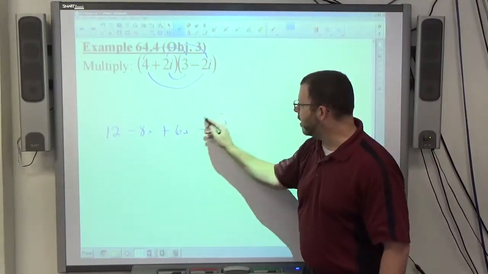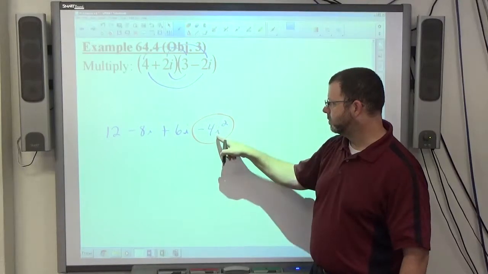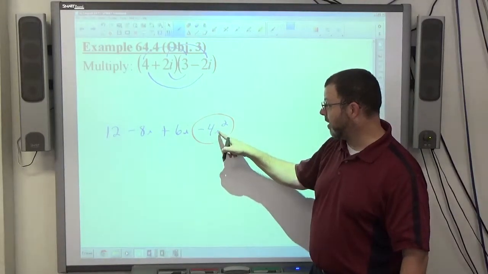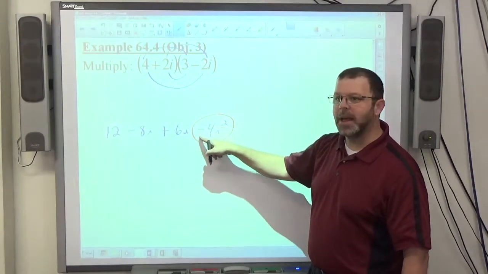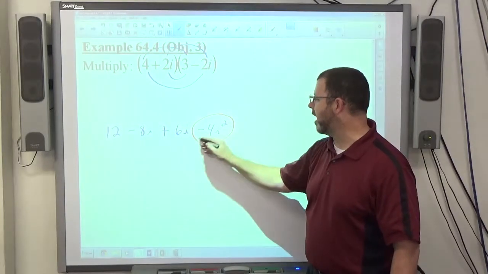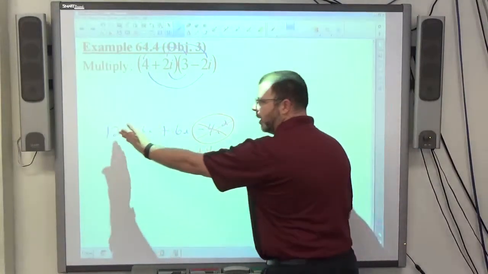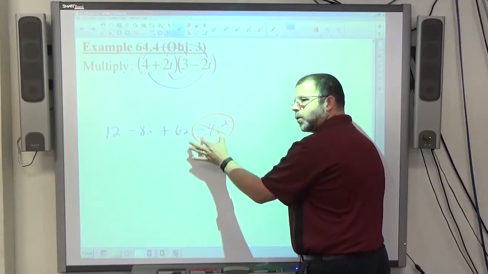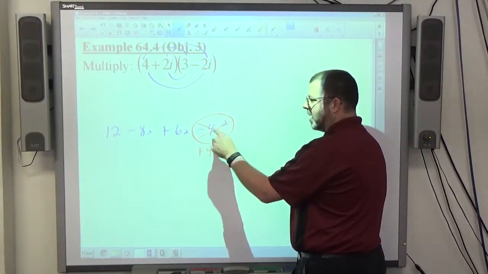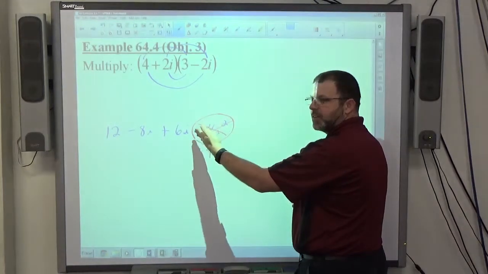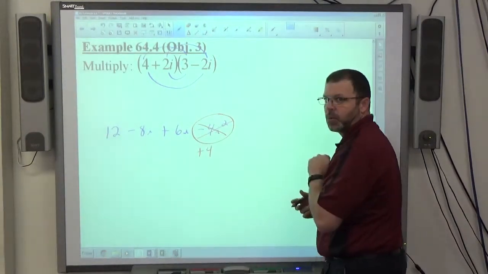1 real, 2 i to the first, and 1 i squared. And the i squared makes what? Negative 1, right? We multiply by negative 4, so negative 4i squared actually becomes positive 4. So you get your real, you get your 2 imaginaries, you get another real in disguise. And again, the i squared just changes that sign. So it's negative 4i squared, so it's positive 4.